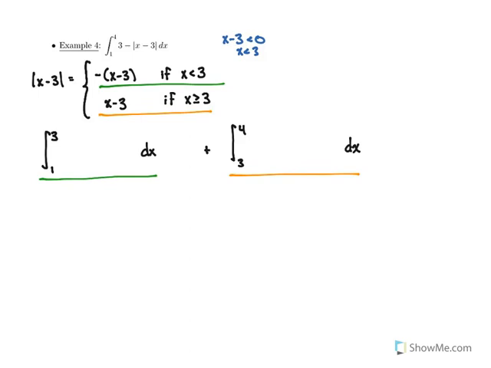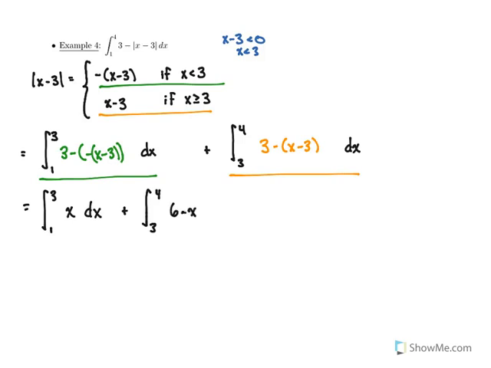So, when x is less than 3, so I'm on the interval 1 to 3 here, I can rewrite this as 3 minus negative (x minus 3). And when I'm on the interval 3 to 4, I can write this as 3 minus (x minus 3). Rewriting this, I have the integral from 1 to 3. Let's simplify that. That's going to be 3 plus x minus 3, which is going to give us just x. And the integral from 3 to 4 will be 3 minus x plus 3, which gives us 6 minus x.